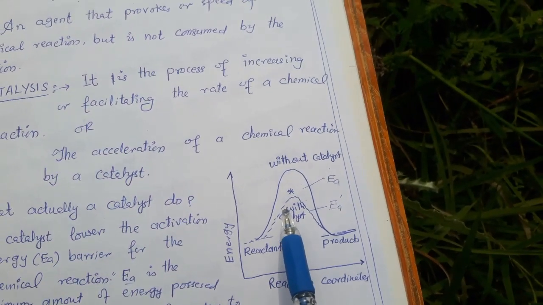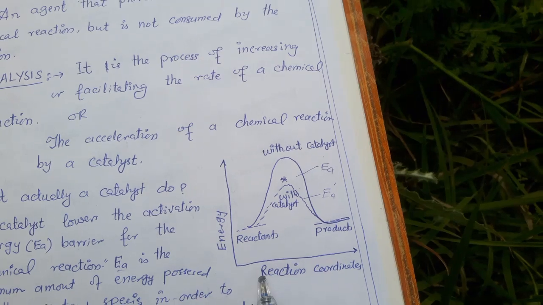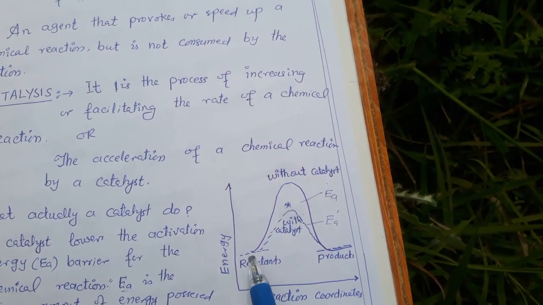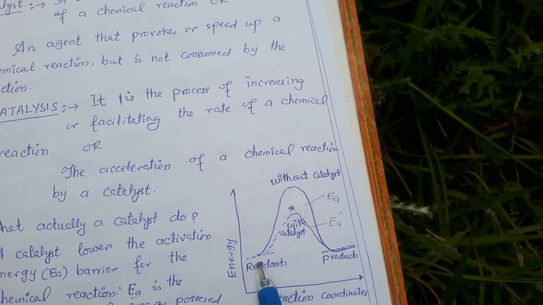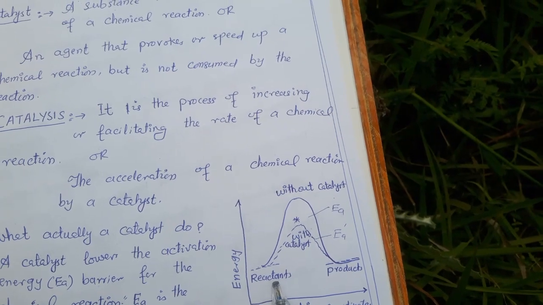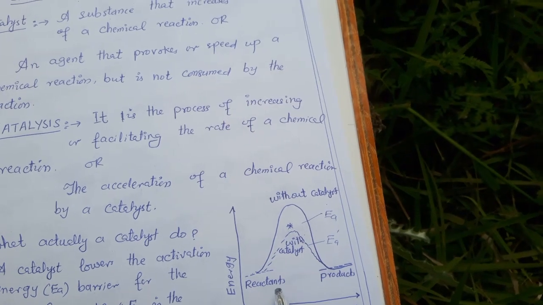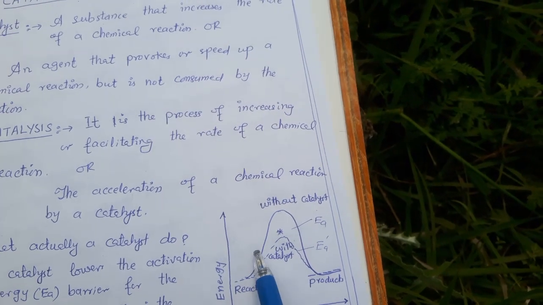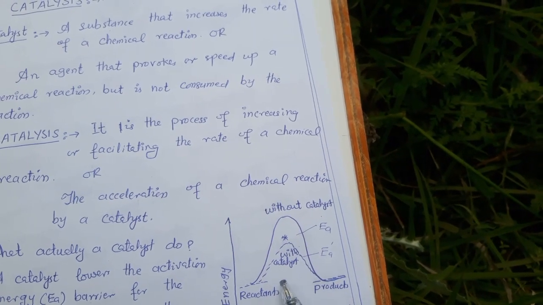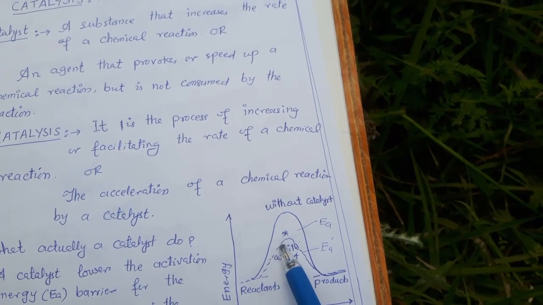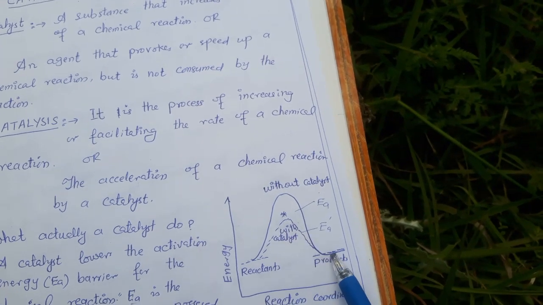Look at this diagram. This is the energy on the y-axis, activation energy or potential energy, and on the x-axis, the reaction coordinates. The reactant species are here, and they must pass this activation energy barrier in order to produce the products. Without the use of a catalyst, the reactant species has to pass through a high energy barrier. When we add a catalyst, the catalyst lowers the barrier, and the reactant species can easily go into product.